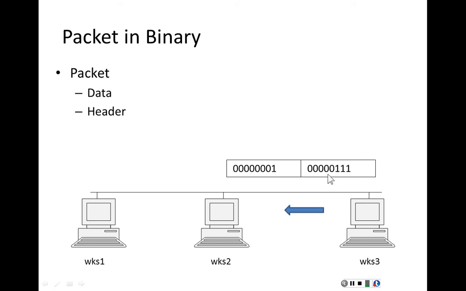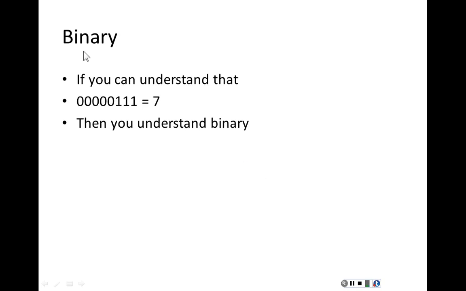We will look at packets in greater detail, and we will see that packets have really more in the header than simply the destination. The packet will also have the source address and other things such as error checking. But the fundamental components to understand in a packet are the data, which is being sent, and the header, which is who it's going to. Binary is tough stuff to get. But if you can understand that 3 1s equal to 7, then you understand binary.